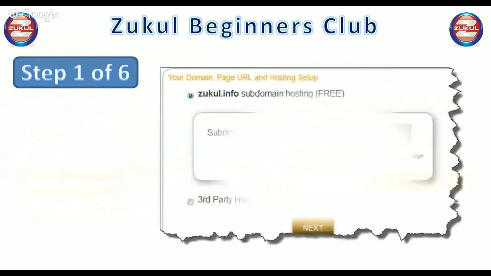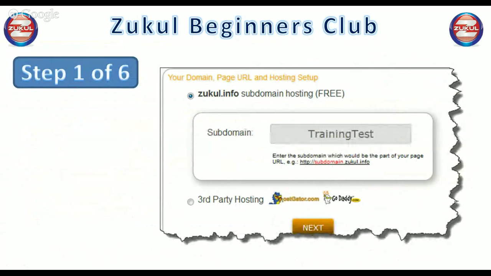And it starts with step 1 of 6, and the first step, of course, is we're invited to put in a subdomain, give it a name. Yeah, that's after you've ticked the Zukul info button that you see highlighted in blue, and that shouldn't have happened.